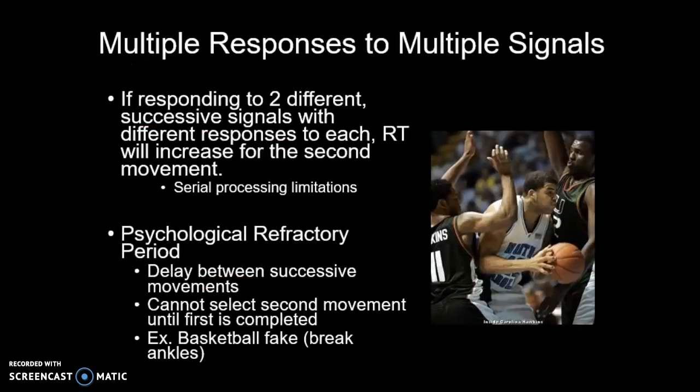So to kind of give an example of the latency periods that we have, if we're responding to 2 different successive signals with different responses to each, reaction time will increase for the second movement. So serial processing limitations. And then we have this psychological refractory period, which is delay between successive movements. Cannot select the second movement until the first is completed. So this would be like the basketball fake of breaking ankles.